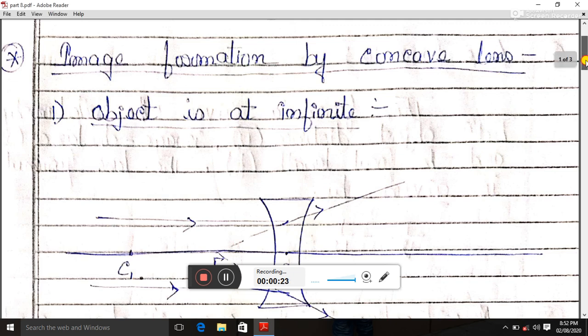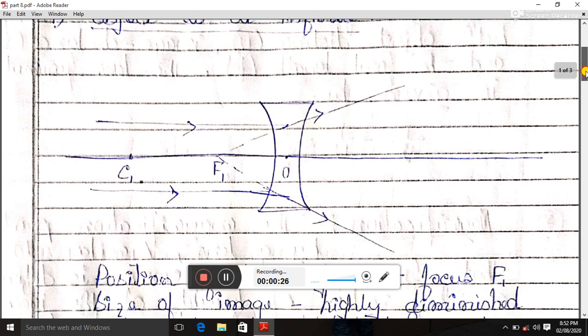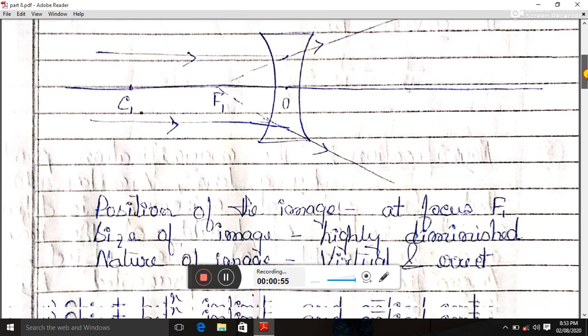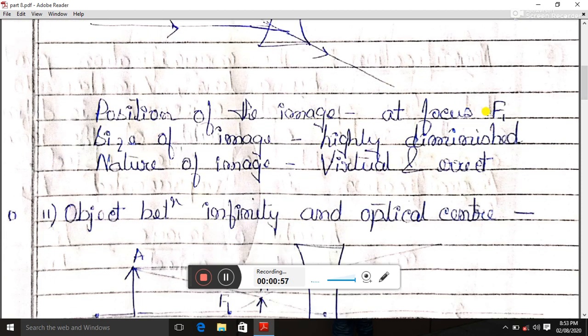So let us see. When my object is at infinity, rays will come from the object, suffer refraction at this lens and diverge from the lens. After divergence, we assume that the rays have come from the focus. So my image will form at this F1. What will be the position of my image? It will be at the focus on the same side as the object. So the position of the image is at focus F1.